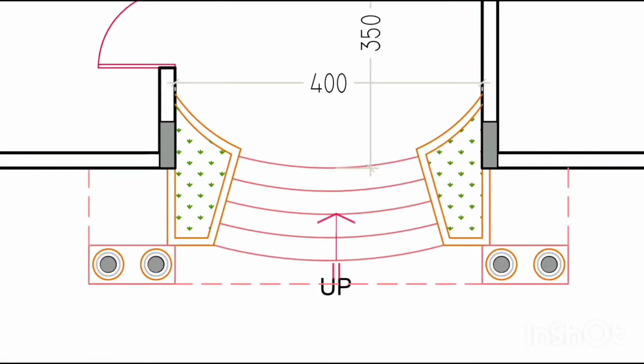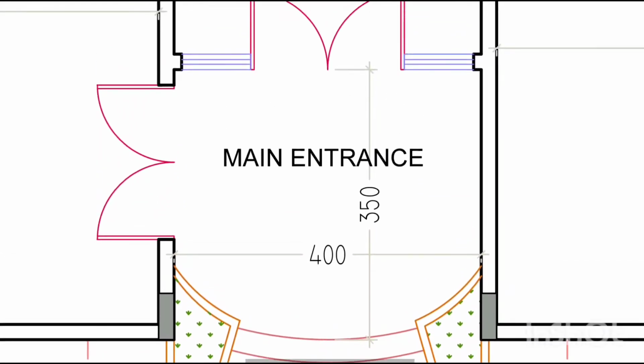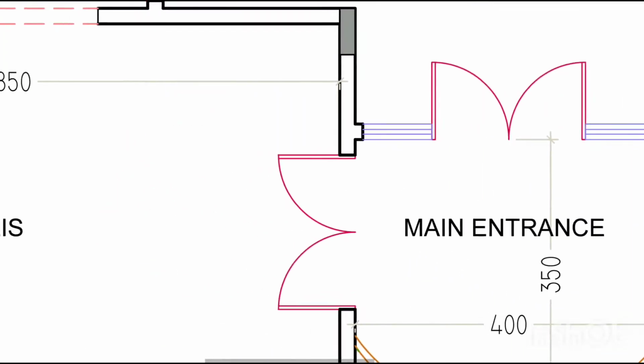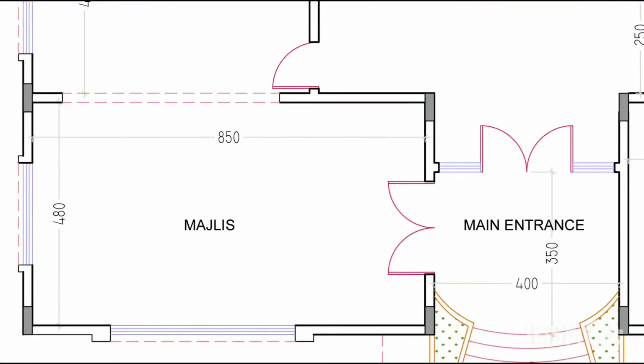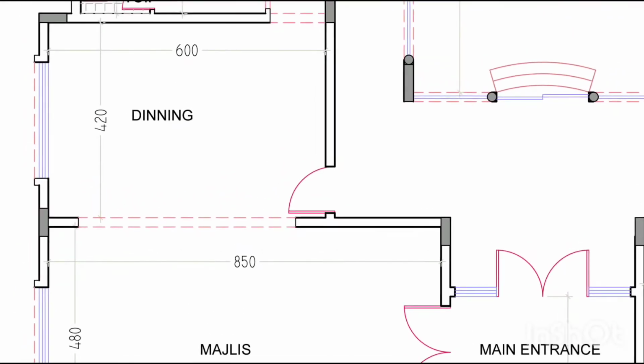You can see here our small gardening on this side and this side, and here we have two circular columns on this side and two circular columns on this side for design purpose. So this is our main entrance, 400 by 350, and we are getting in here. This is our majlis area, 480 by 850, all in centimeter units. This is our open arch.